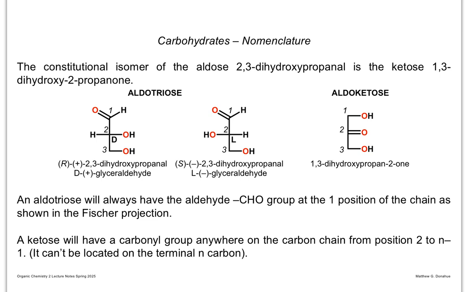So again, there are the enantiomers of the aldotriose. So carbon 2 was the only stereogenic carbon, so that gives rise to the R and the S enantiomers.